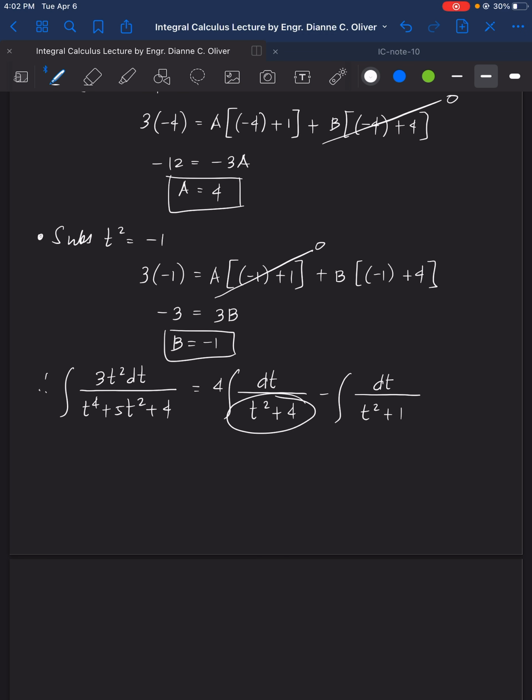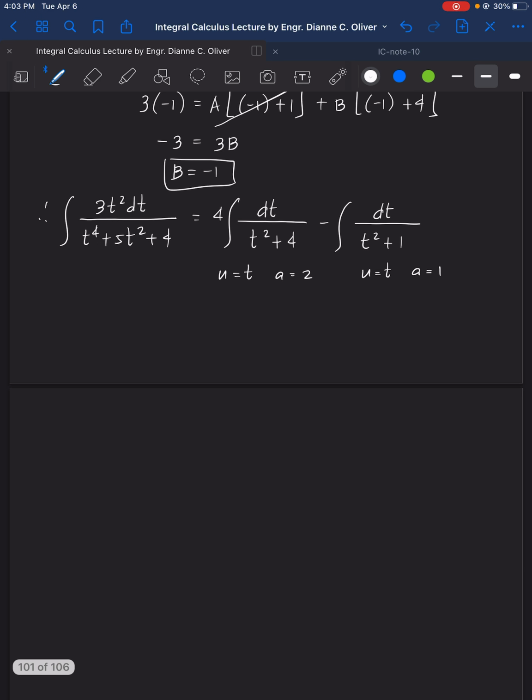If we derive this, it will not give us the numerator. Therefore, we can use the inverse trigonometric function here, where u is equal to t and a is equal to 2. Here, we have u is equal to t, then a is equal to 1. So watch the previous videos on inverse trigonometric functions to refresh the solving for inverse trigonometric functions.